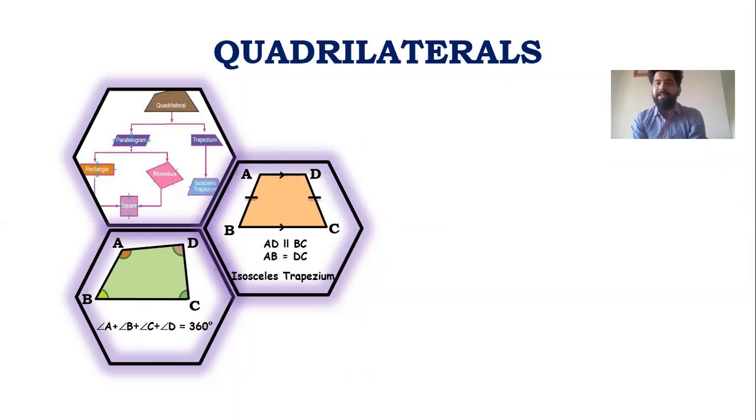Quadrilateral means there are going to be four sides. Yes or no? इतना तो सबको पता है ना. Quadrilateral means in every quadrilateral, any type of quadrilateral that you deal with, there are going to be four sides. Yes? Perfect.